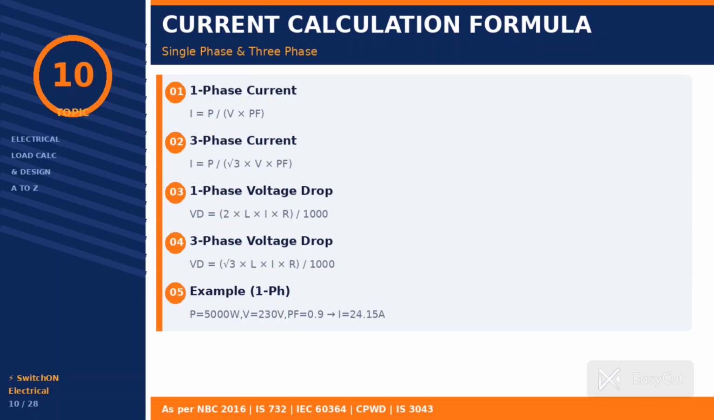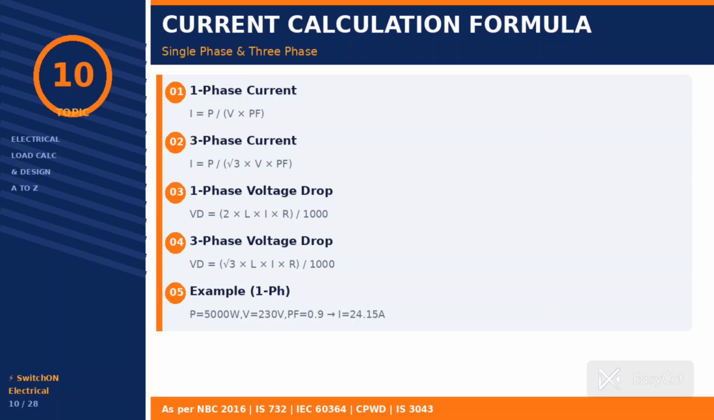Then voltage drop, how do you calculate for single phase? 2 into L into I into R divided by 1000. Usually this voltage drop, we will calculate using I into R only, right? That L is how long that cable is running, that is the length of the cable. Why the 2? Because in single phase you will have two lines, one is phase and one is neutral. So that's why it is multiplied with the 2 and divided by 1000.